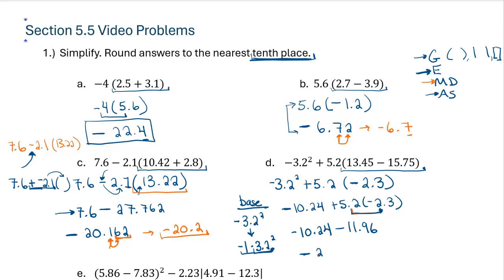And that gives me 22 2/10. I need to round to the 10th place. It's already at the 10th place. So that is my final answer.